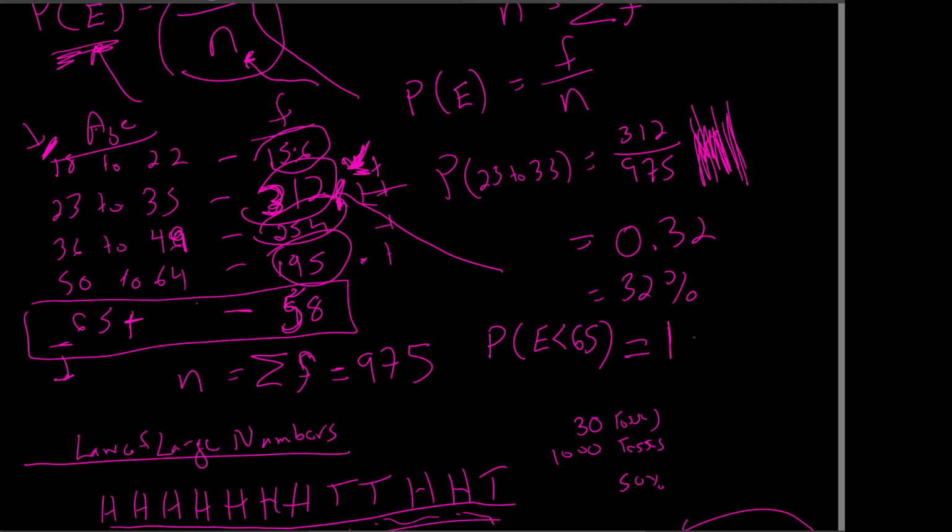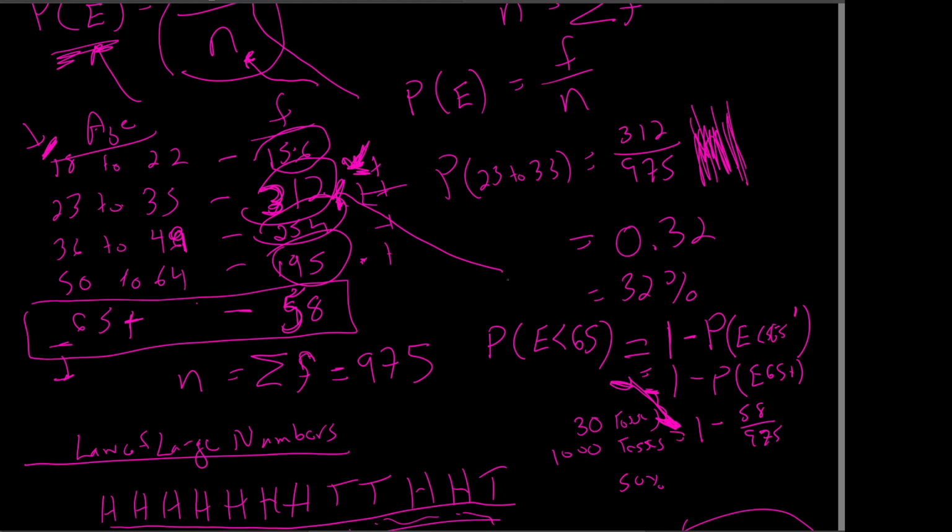And so I could say 1 minus the probability of E less than 65 complement, or 1 minus the probability of 65 plus. And that would be 1 minus 58 over 975. Sorry, I'm writing in the side here. I mean, if we were in class in the blackboard, I'd probably have erased this side for.